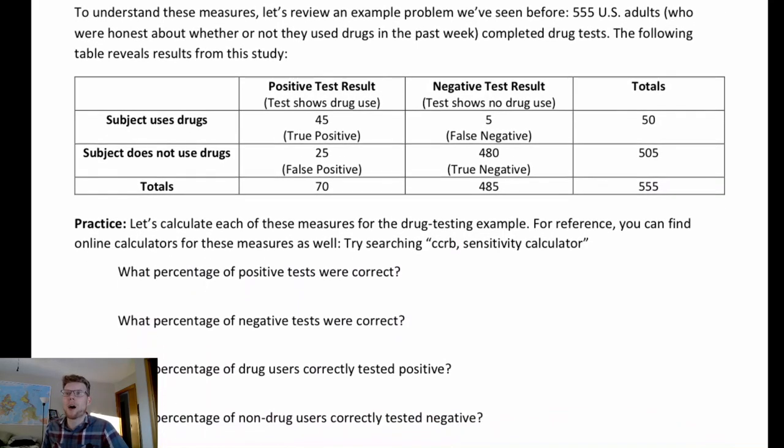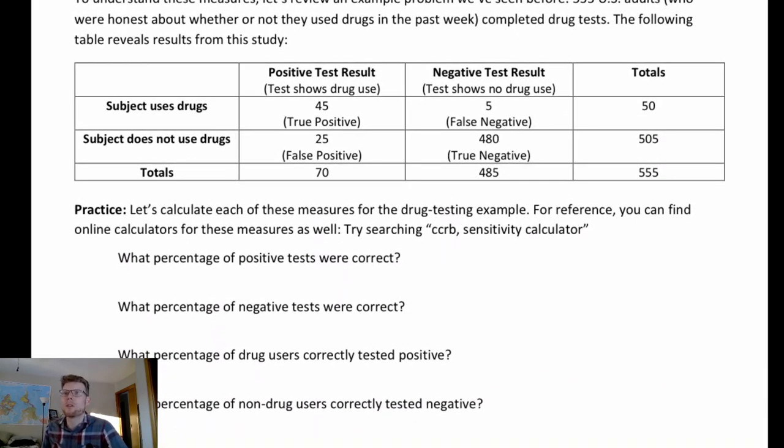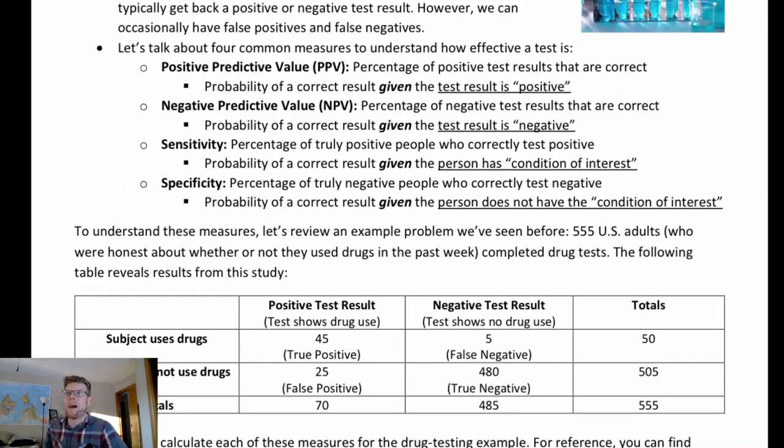What percentage of positive tests were correct? This is a conditional probability: the probability of correct given we have a positive result. So let's first think, which measure is this describing? The probability that a test is correct given that the result is positive. Going back up here and thinking about it for a second, this is describing positive predictive value.